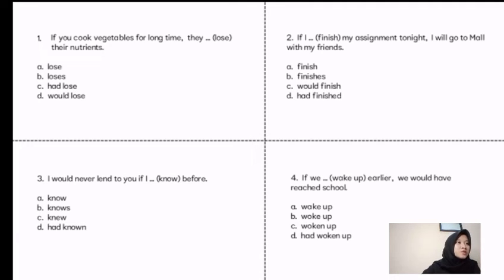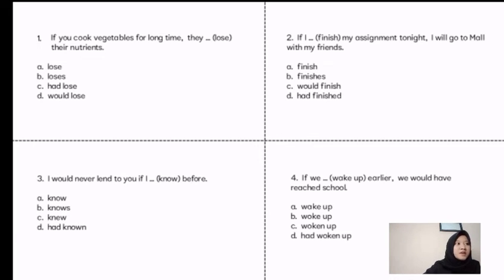So let's move to the second question. If I blah blah blah my assignment tonight, I will go to mall with my family. Have you found the answer? Okay, finish. The second answer is finish. Yeah, A, finish.